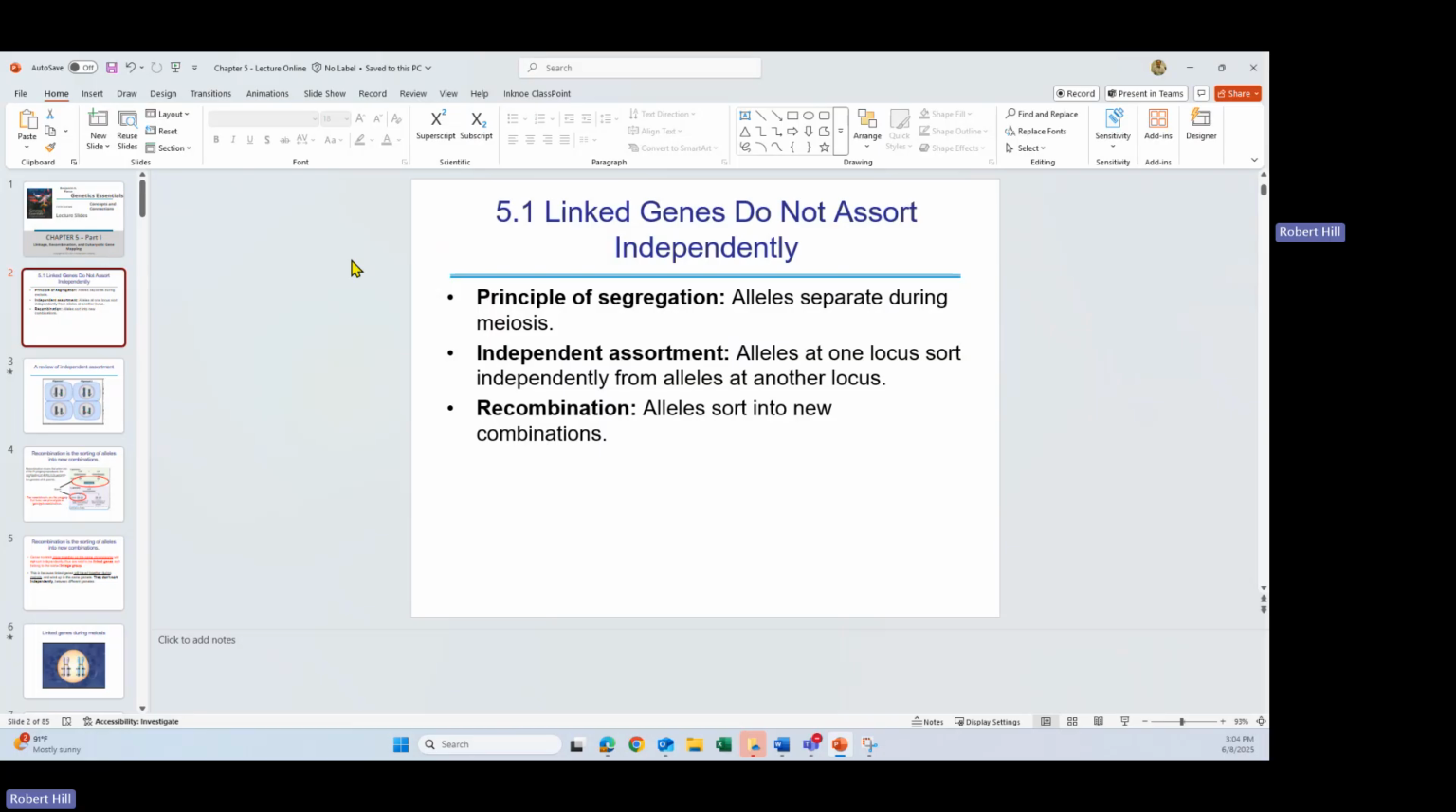That's independent assortment. However, linkage says that there is a preference in terms of how those genes assort. So one will assort at a higher percentage rate with another gene because it's close together on the chromosome. The reason we bring forth this term, recombination, is because we're going to use it a lot. We're going to calculate recombination frequencies. It's basically alleles sorting and then recombining into a new combination to give a unique phenotype that the parents didn't have, okay?